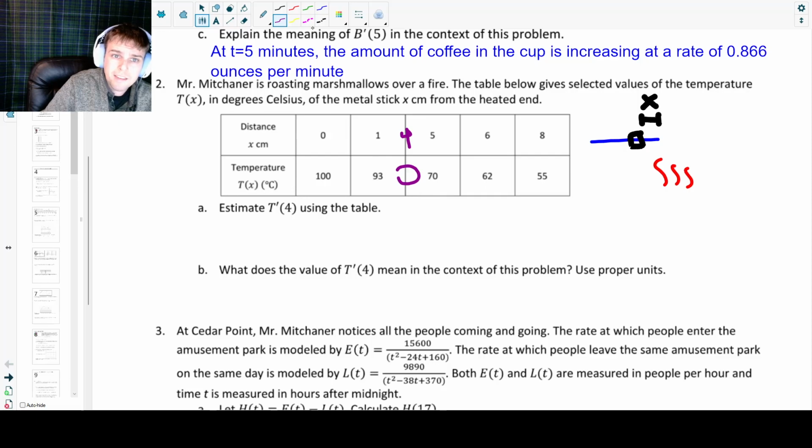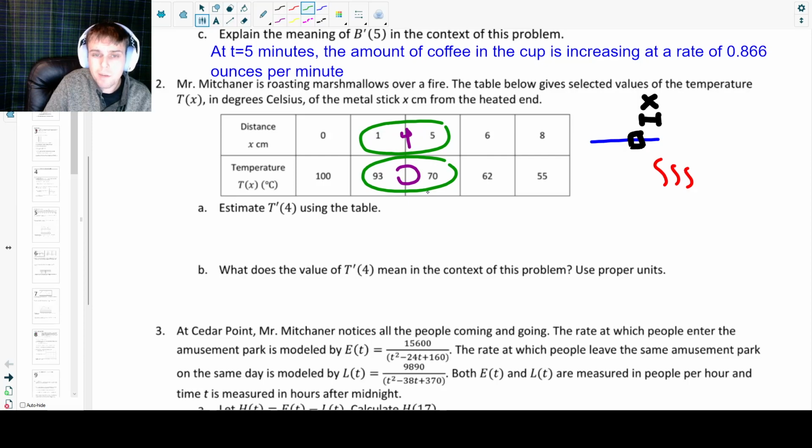What we can do instead to approximate is use these values around 4. These are the closest values to 4 that we have, between 1 and 5 and between these temperatures. And so we're going to calculate the average rate of change between these values and use that as an estimation for our rate of change there. So T prime of 4 is equal to the change in our output variable. So apologize, that's the wrong value to use first. 70 minus 93 divided by 5 minus 4.